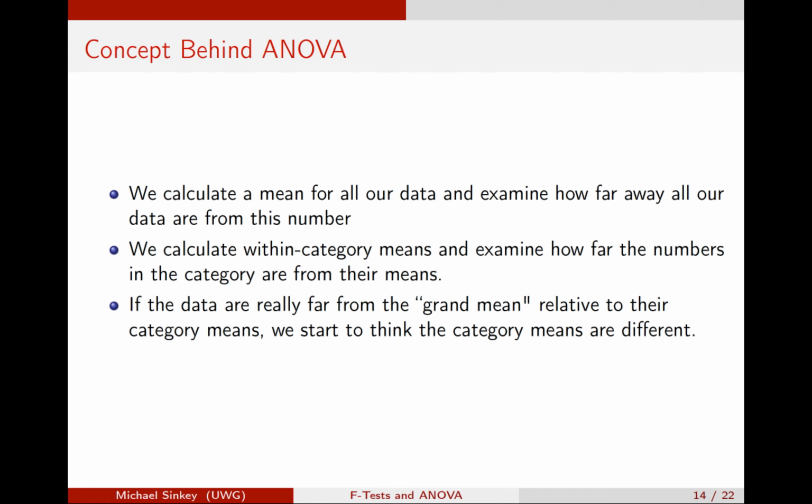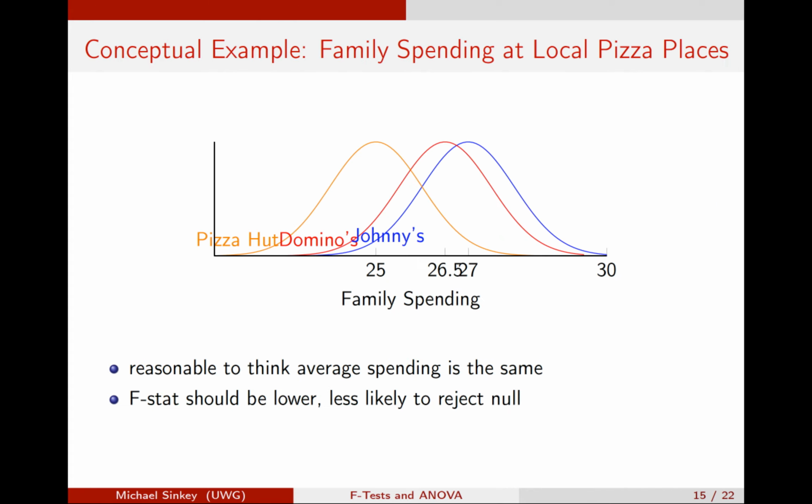And the cool idea here is that if the data are really far away from the overall mean, but they're not very far from their categories, that means that they're dispersed compared to the overall mean. They're far away, but they're not far away from their own group, which means we have one group that's far away to the left, one group that's far away to the right, and it starts to tear at the idea that these groups have the same mean because they're close to each other, but they're far from the overall mean.